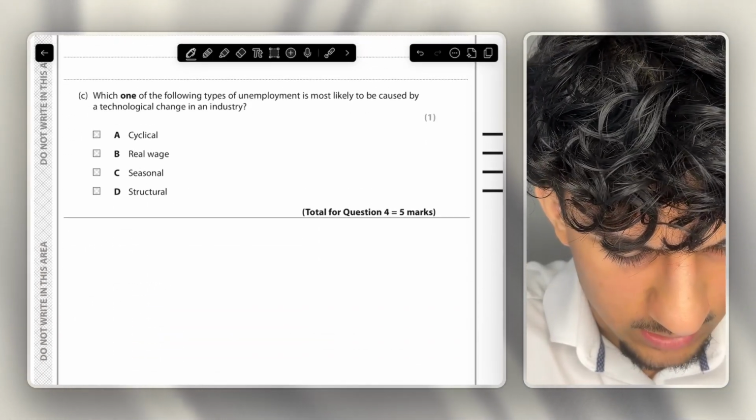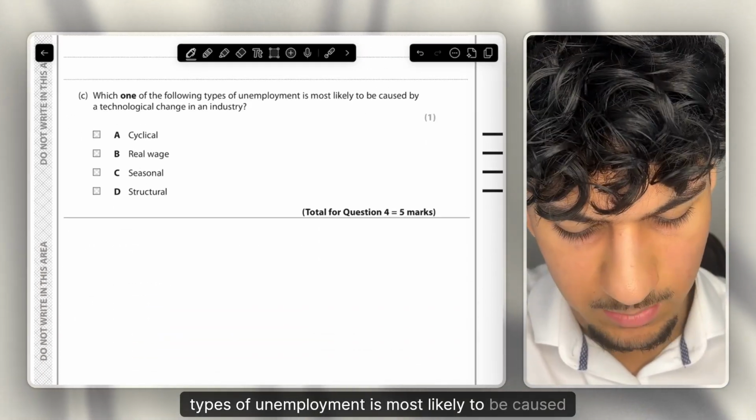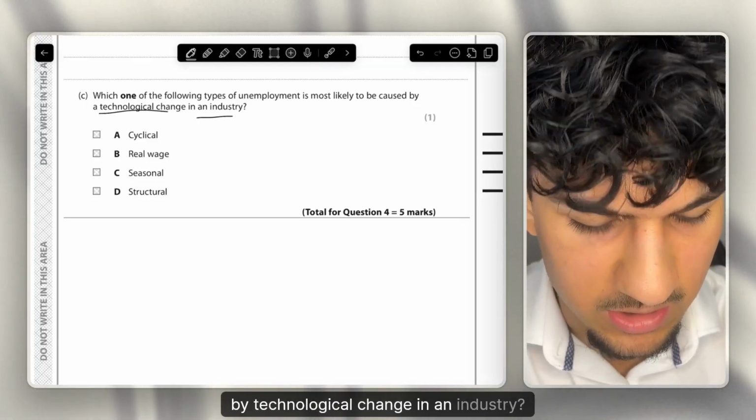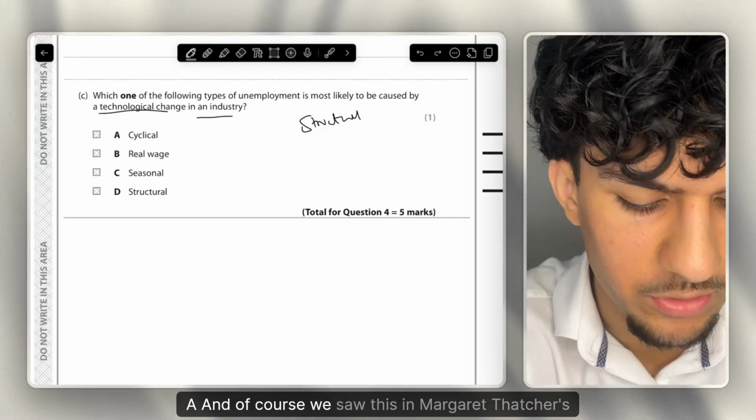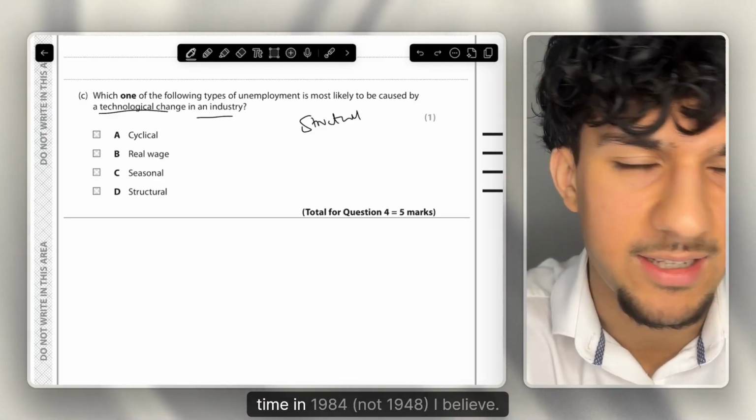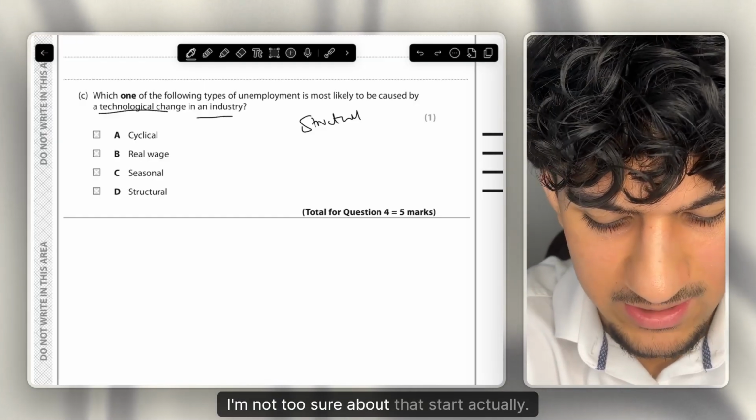Which of the following types of unemployment is most likely to be caused by technological change in an industry? Without even looking at it, you should know the answer there. It's structural. And of course, we saw this in Margaret Thatcher's time in 1948, I believe. I'm not too sure about that start, actually.